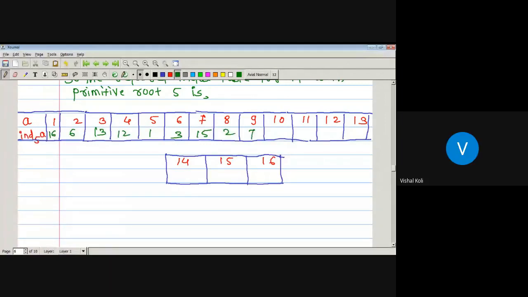Index of 10 is 7, index of 11 is 11, index of 12 is 9, index of 13 is 4, index of 14 is 8.